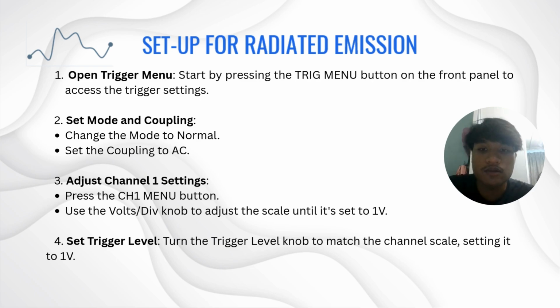The third one is adjust channel 1 settings, which is you have to press the channel 1 menu button, and you set the volts per division to 1 volt. The next one is you also set the trigger level. Turn the trigger level knob to match the scale, which is you set 1 volt also.